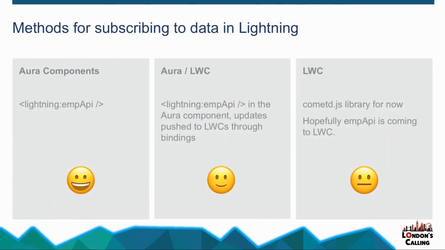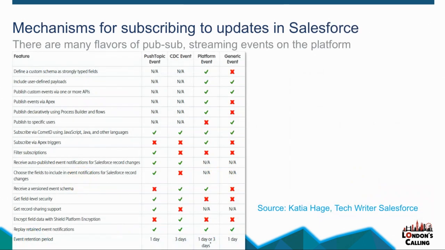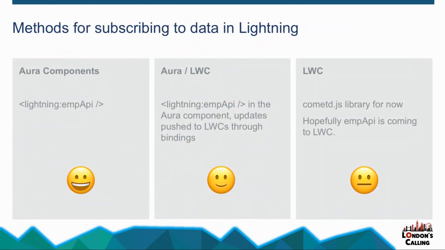So what I'm going to show you today are 3 methods for subscribing to data in Lightning. So this doesn't matter if it's any of these methods. These will all work with what I'm going to show you. But how do you implement them? So there's a very, very nice Aura component called lightning:empApi. So how many folks have used this?